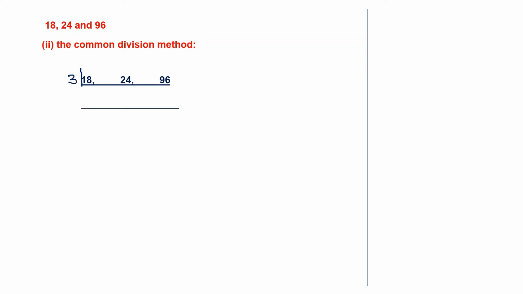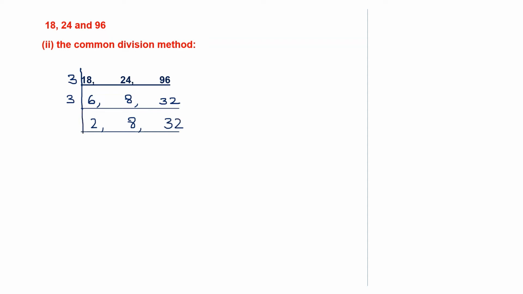divisible by 3. So 3 6s are 18, 3 8s are 24. Now here 3 3s are 9, 3 2s are 6. So I finished with 3. Now I can use 3 once more because there is 6 which is divisible. So let me use 3 again. 3 2s are 6. 8 I can't divide, I bring it down. 32 I can't divide, I bring it down.